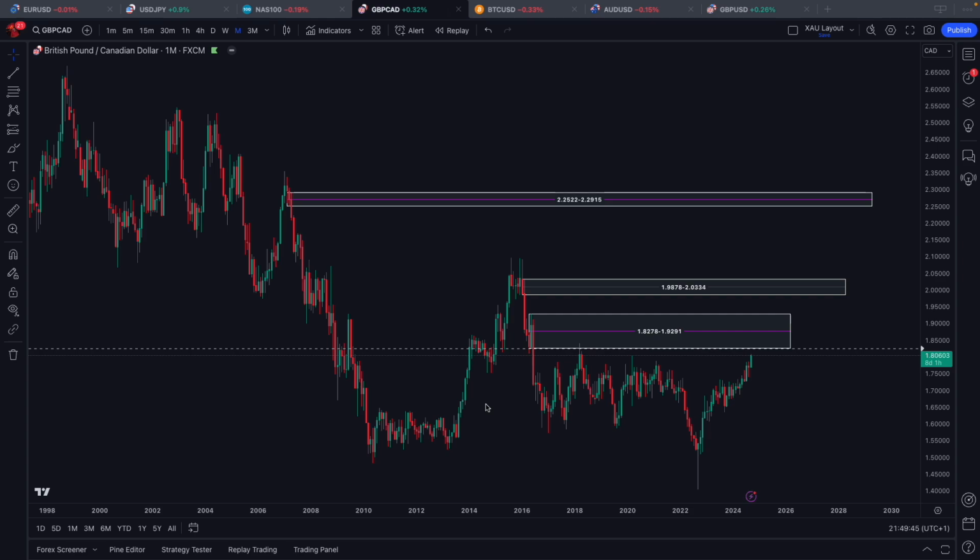As you can see on screen, we have the Great British Pound CAD pair. I have 3 zones marked out, 3 supply zones. As we know, when we see price trade into supply zones, what we are expecting is for price to distribute, which is essentially removing buy orders from the market and introducing sell orders. As a result, we expect that the market reverses.